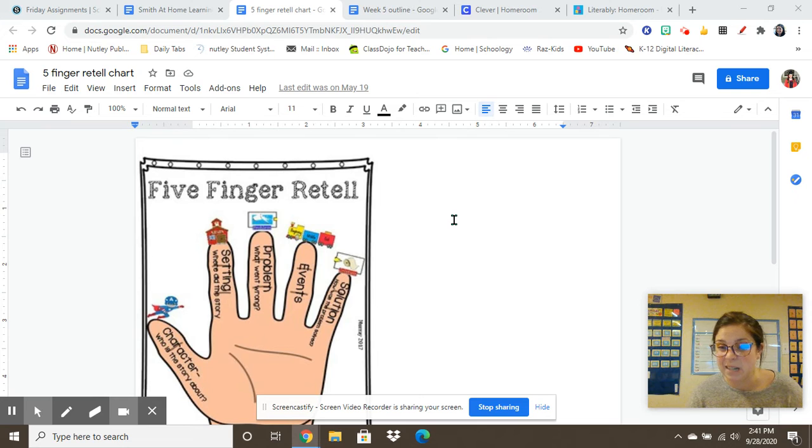It's actually very simple. Mention who the characters are and where they are the best that you can, and then what happens in the beginning, the middle, and the end.